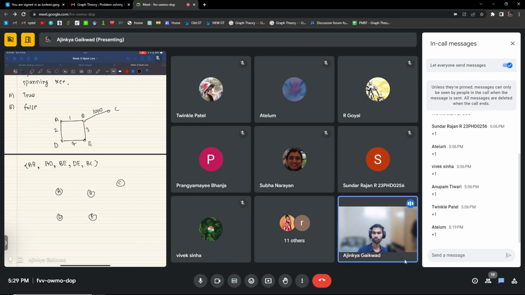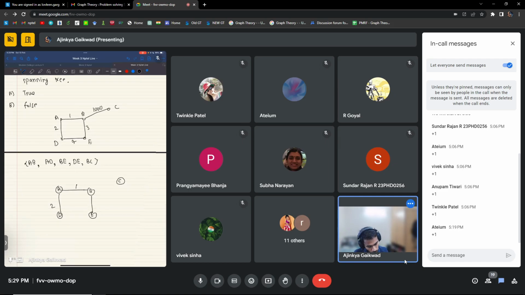Okay, so the first edge is AB. I can add it. Weight is 1, no problem. Next is AD. I can add it. Weight is 2. There is no problem because there is no cycle. Next edge is BE. So I can add it, there is no problem.